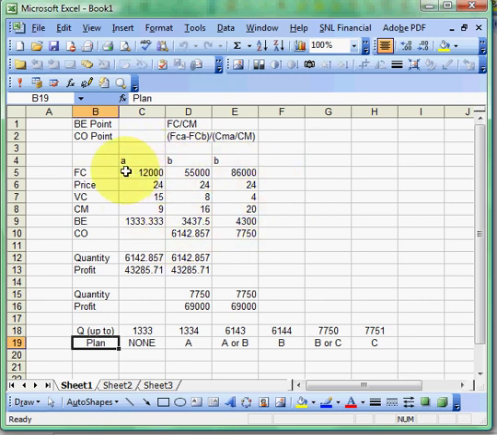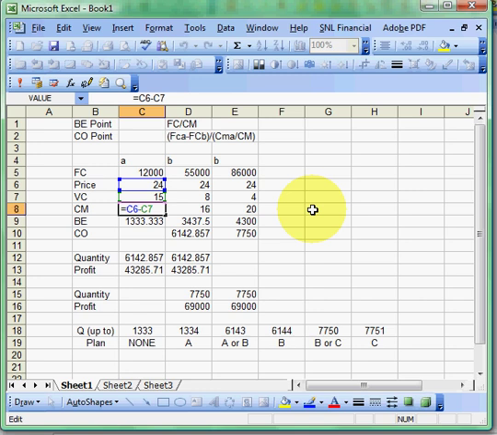We have the first machine at $12,000 fixed cost, the second at $55,000, the third at $86,000. We have a selling price of our product of $24 per unit, which was the same for all of them. Variable cost of $15, $8, and $4. Contribution margin, quick, easy calculation: 24 minus 15 is 9, 24 minus 8 is 16, 24 minus 4 is 20. You can see the formula. It's a real simple Excel formula, C6 minus C7.